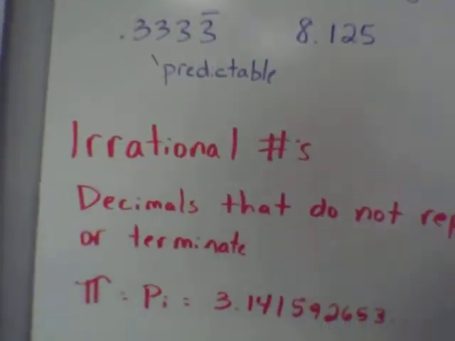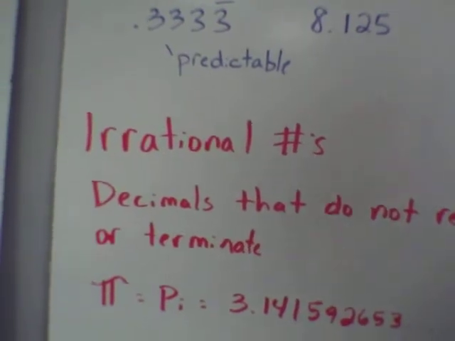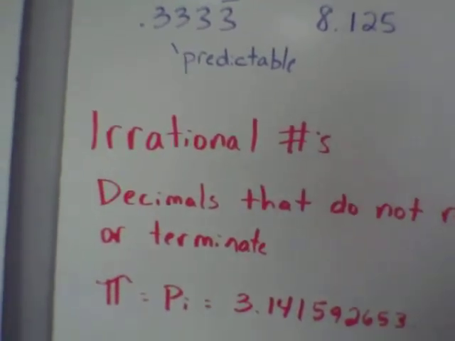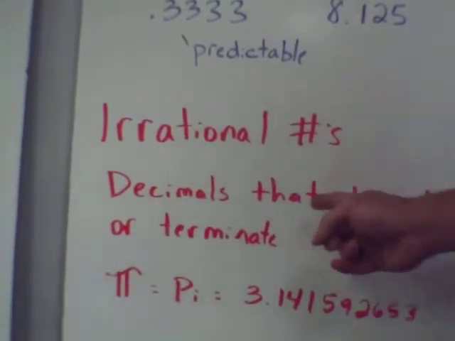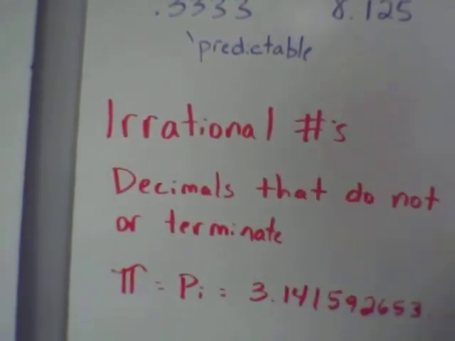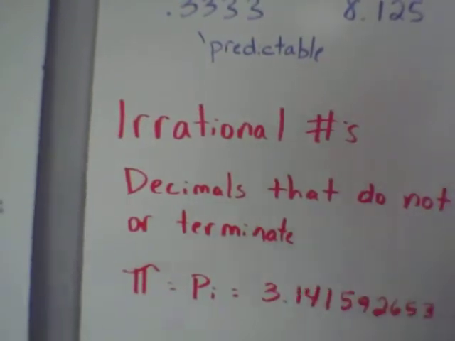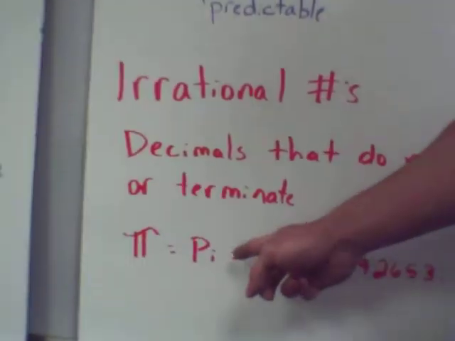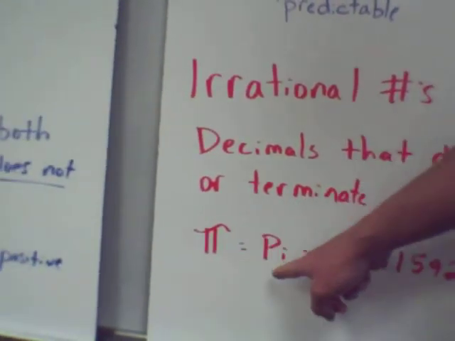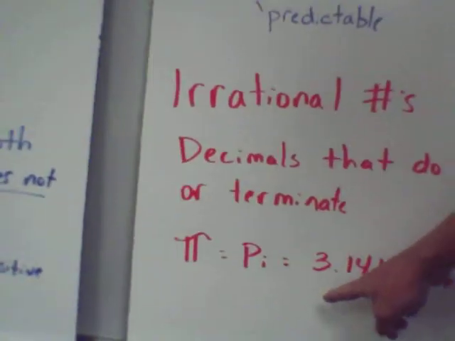Irrational numbers. Now you'll see that the definition is written in red. It's not that they're negative, or it's a negative word, it's just a different type of number. Irrational numbers are decimals that do not repeat or terminate. And the best example that I can give you is pi. We talked about pi in class. This is the symbol. This is the Greek spelling.